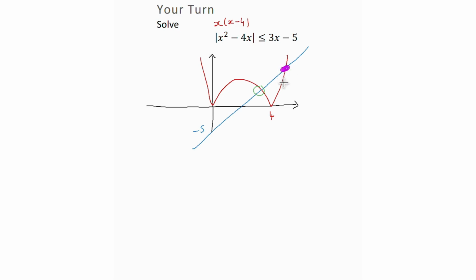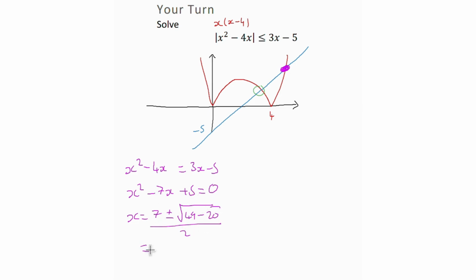That point of intersection is when the positive quadratic, so that is the x squared minus 4x, is equal to 3x minus 5. Solving that, we get x squared minus 7x plus 5 is equal to 0. That does not factorize, so now we're going to have to use the quadratic formula to solve this. x is equal to 7 plus or minus the square root of 49 minus 4 times 5, which is 20, over 2, which is 7 plus or minus the square root of 29 over 2, which does not simplify.